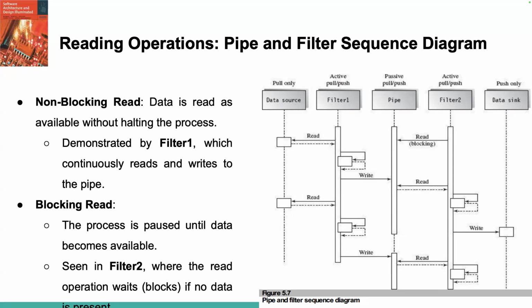A blocking read, on the other hand, pauses the process until new data arrives. This can be useful in systems where it's necessary to wait for a complete data set before proceeding with further processing. In this diagram, we see that filter 1 performs non-blocking reads, while filter 2 performs blocking reads, showing the difference in how data is handled based on the system's needs.